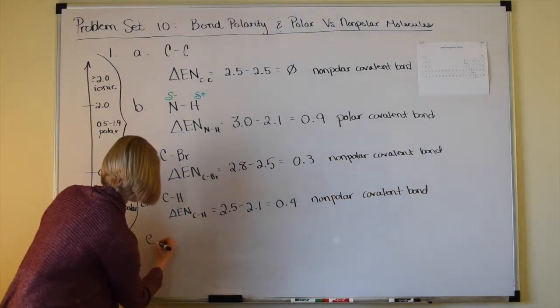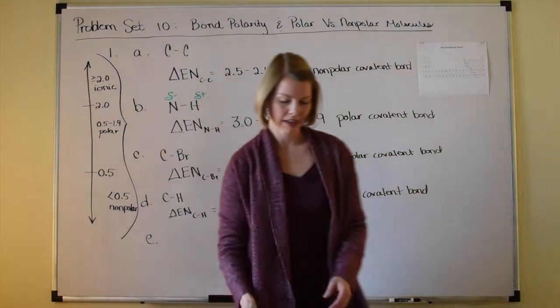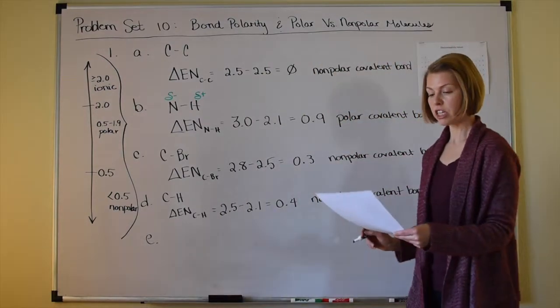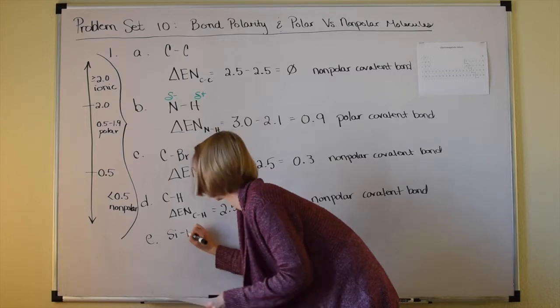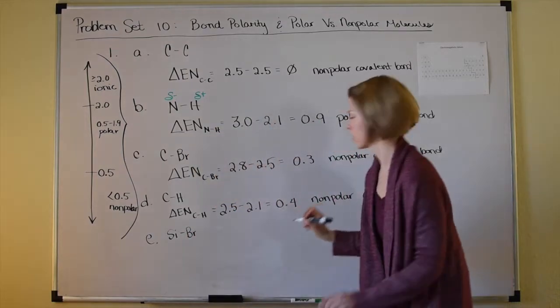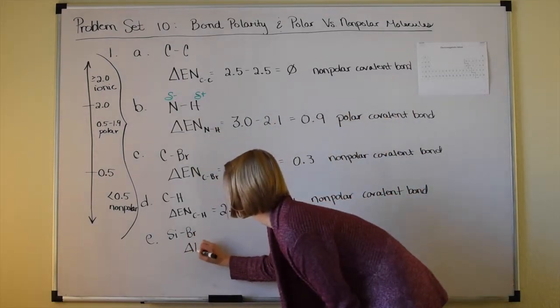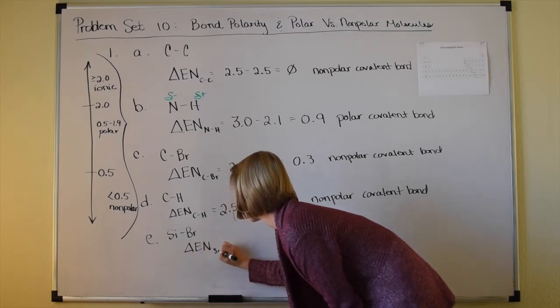The electron density between the carbon and hydrogen is being shared pretty much evenly. All right, let's squeak E in here, and then we'll erase for F and G. So E is silicon and bromine. So the delta EN, the change in electronegativity here.